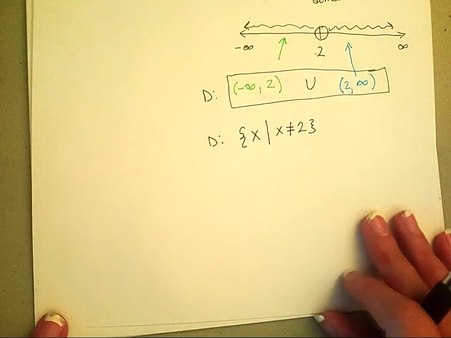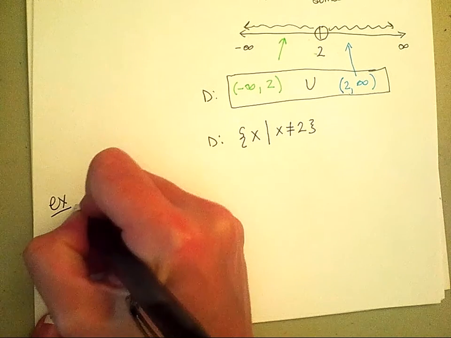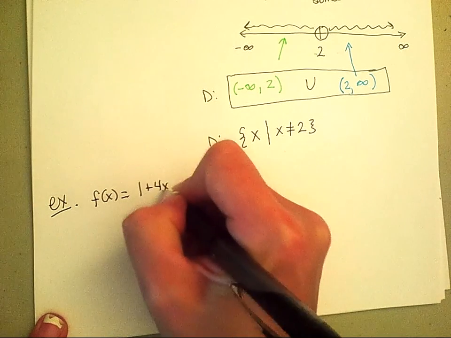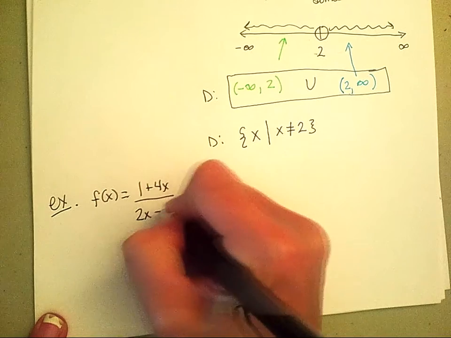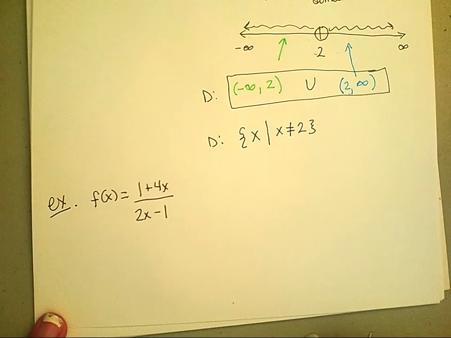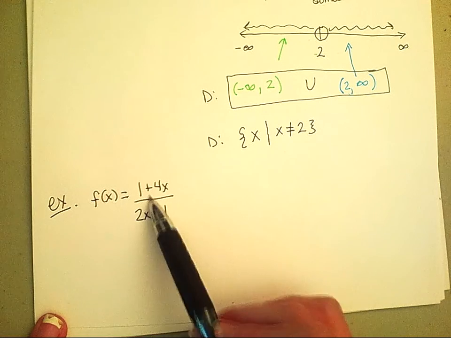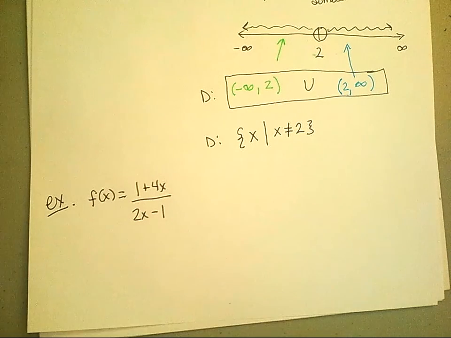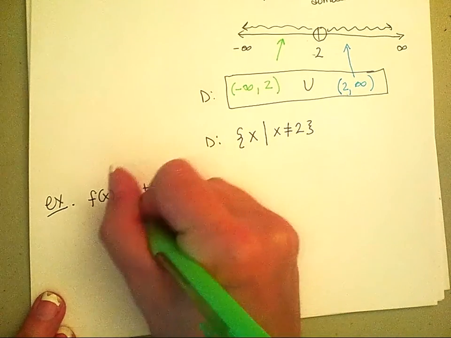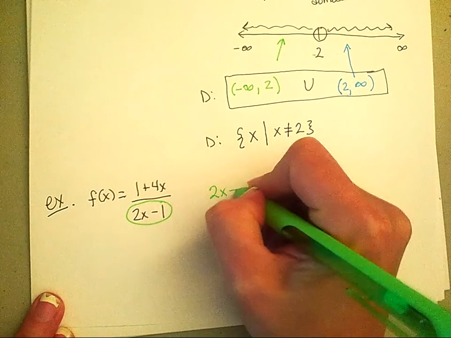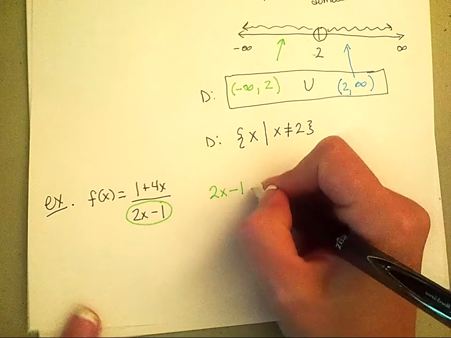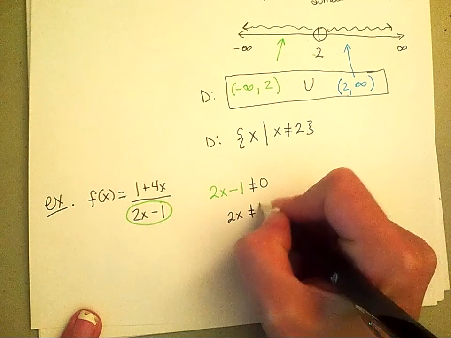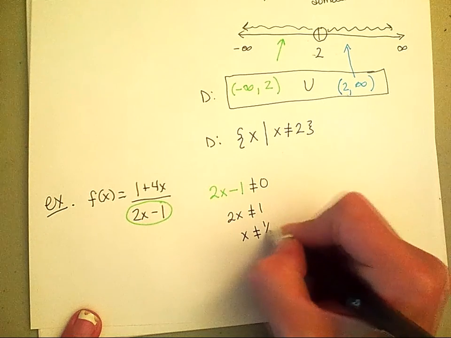Okay. Let's try another one. If we have f of x is equal to 1 plus 4x over 2x minus 1, again, this is a rational function. We have a polynomial over a polynomial. We cannot let the denominator equal 0, so simply pull that out. Remember, it cannot equal 0. And then solve this. So we have that 2x cannot equal 1, so x cannot equal 1/2.